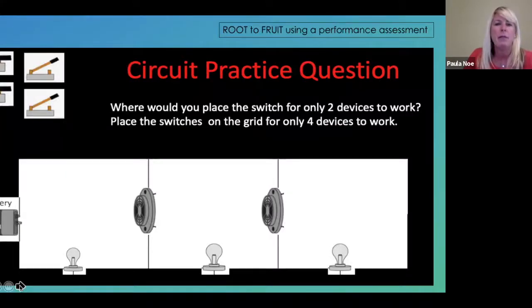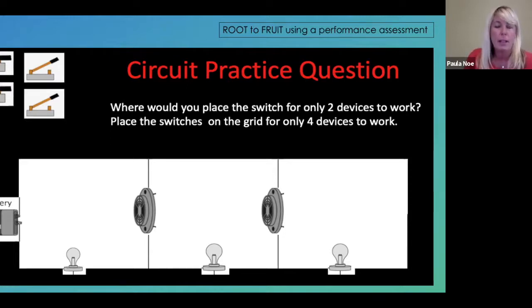So here's an example of root to fruit using a performance assessment. If you've heard my earlier training on visual literacy, it talked a lot about using images and asking questions. This would be an example of making this a formative assessment, giving kids the tools and telling them to drag and drop according to a challenge. So here's the formative challenge. Where would you place the switch for only 2 devices to work? Now place the switch on the grid for only 4 devices to work.